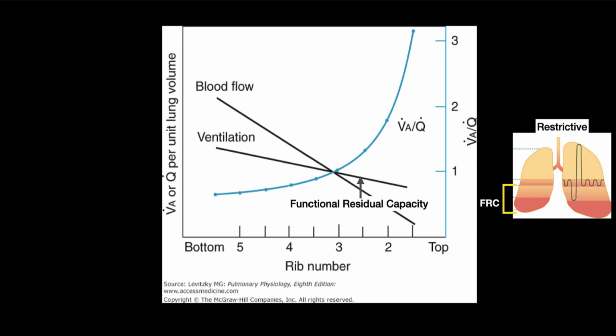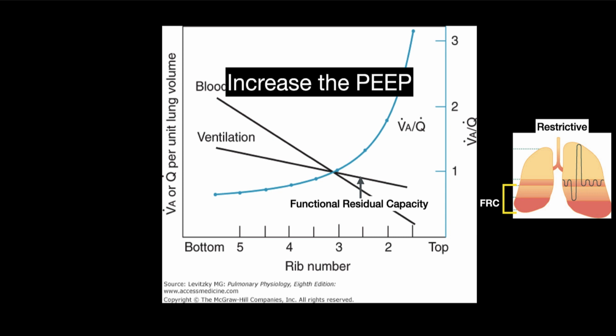So how does positive pressure and increasing the PEEP help? How does it help oxygenation? Well, when you increase the PEEP, you expand the functional residual capacity back to an optimal point. By increasing the pressure in restrictive lung disease, you allow the lungs to expand back to a place where they have optimal ventilation and perfusion matching.